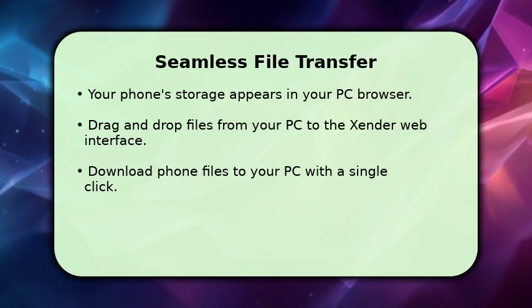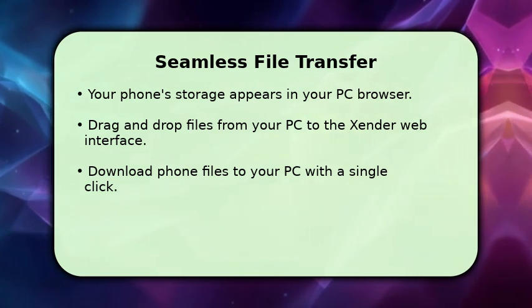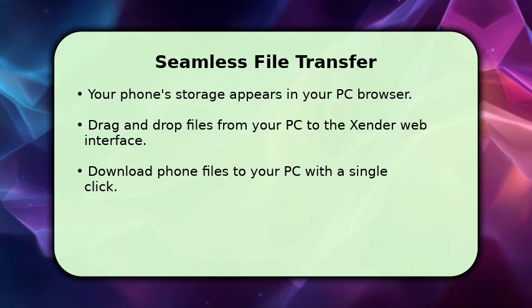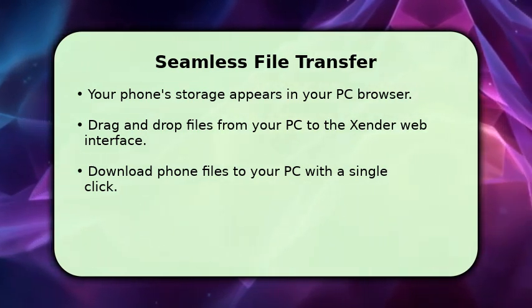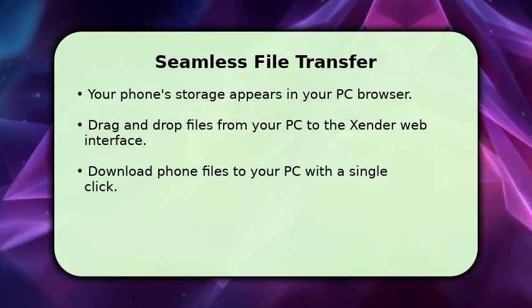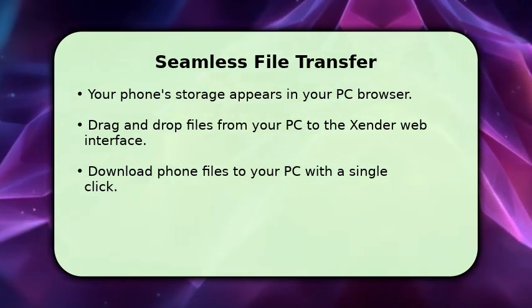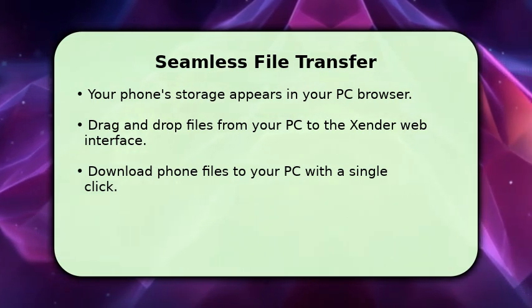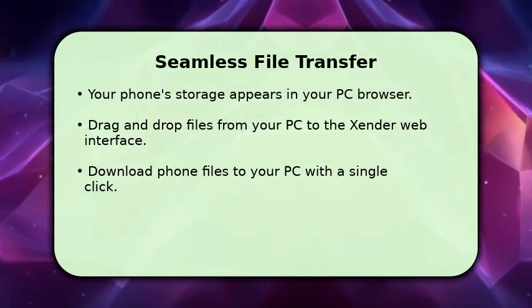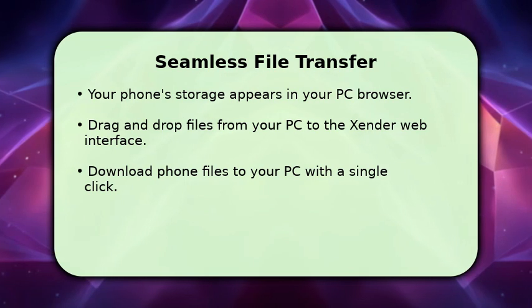Your phone storage will be visible directly within your computer's web browser. To send files from your PC to your phone, simply drag and drop them into the Xender web interface. Conversely, to download files from your phone to your computer, just click on the desired items. Transfers are typically very fast, often completing within a few seconds for smaller files.